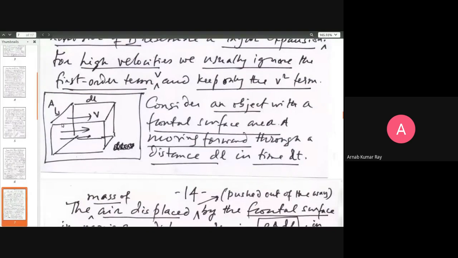Tabletop. I'm asking you to move the furniture from one room to another. So this is the tabletop. You're holding the tabletop on both sides with your hands, and the tabletop is being held vertically, and you are moving forward. So this is like an object with a frontal surface area, capital A. This is your tabletop, moving forward through a distance dl.